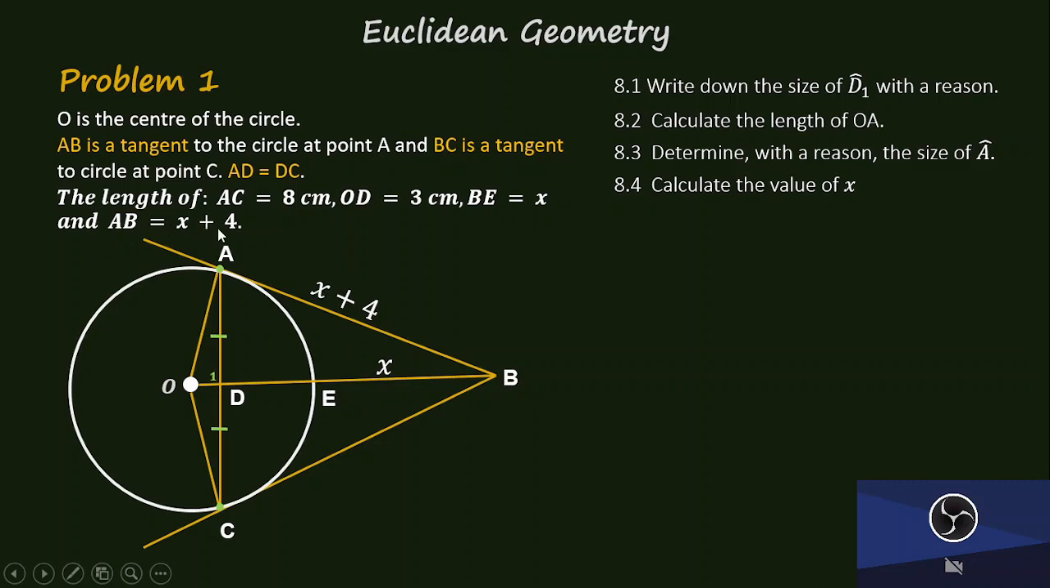The first question says write down the size of angle D1 with a reason. So you just write it down, there are no calculations here. This is the angle D1.